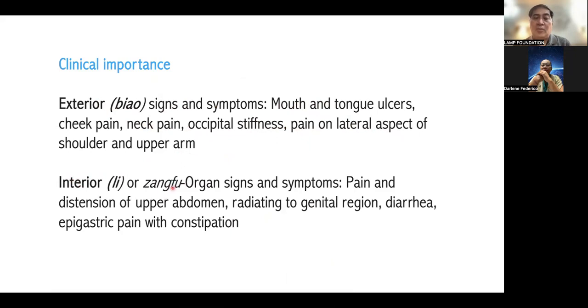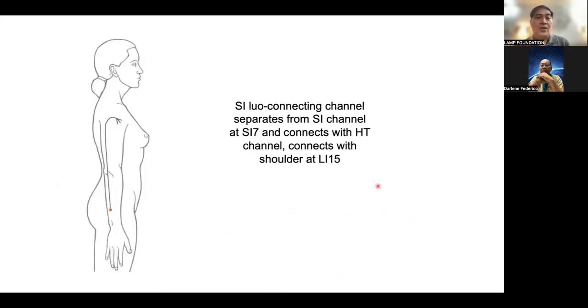Pero pag interior po, affected na po yung Zhangfu organ mismo. So there will be pain and distension of the upper abdomen, radiating to the genital region, diarrhea, epigastric pain with constipation. Next, we go to the luo channel.